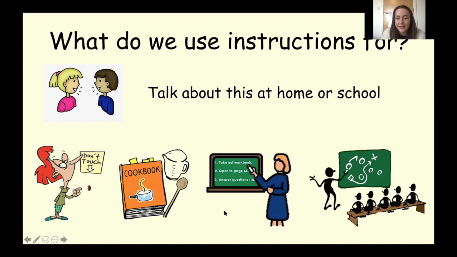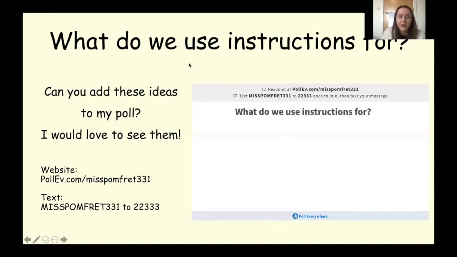And then instructions in class. When we write things out on the board or we tell you what to do, we are giving you instructions. And our final one here is like for our maps. You can use instructions to guide someone and tell someone where they need to go. So let's move on.